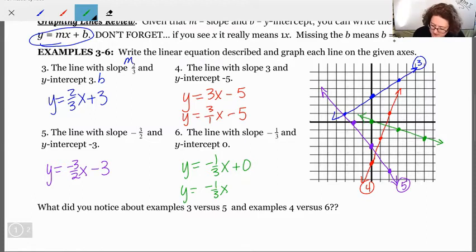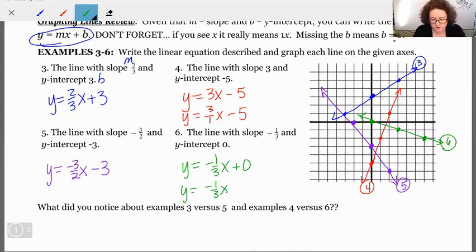Do you notice anything about some of these problems? Compare your purple and your blue line. They're definitely not parallel, but what else could you call them? And what about your red and your green line? Well, those guys also, they're not parallel, but I could definitely see those as perpendicular.